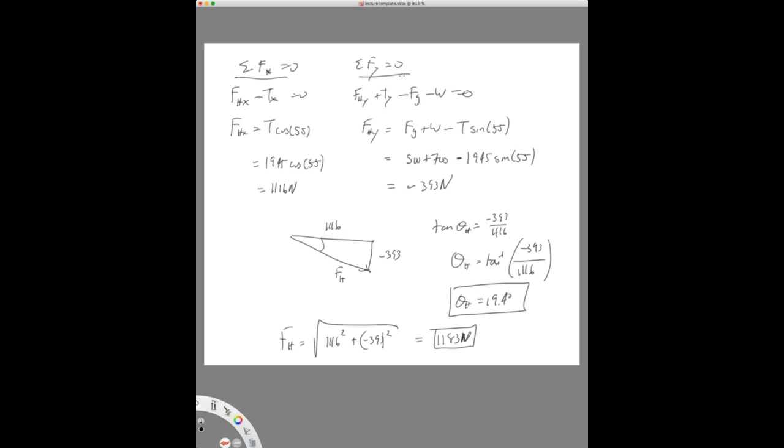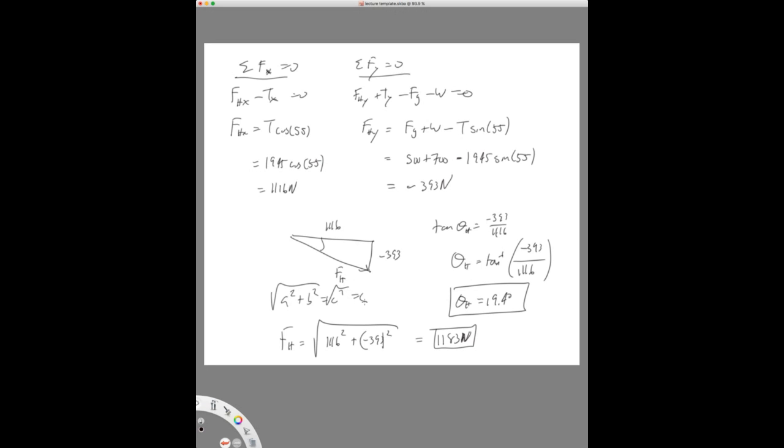Okay, yes, Haley. Why, when we're finding the force of the hinge, are we taking the square root? What we're doing is the Pythagorean theorem. So, a squared plus b squared equals c squared, right? So to find the c, you take the square root, that kind of thing. Yeah, okay, thank you. Does that make sense? Okay.